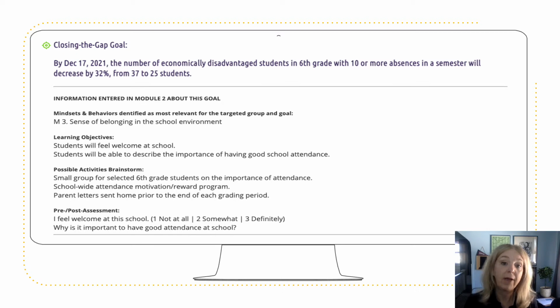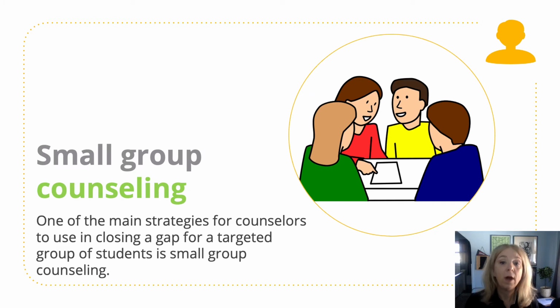You'll also see the possible activities, strategies, and interventions you listed in your student outcome goal plan. This will be a good starting point for you to more specifically plan what strategies, activities, and interventions you'll use next year to help address the gap and work towards meeting your goal. One of the main strategies for counselors to use in closing a gap for a targeted group of students is small group counseling. This is why, when you created your student outcome goal in Module 2 that addressed closing a gap, we recommended you include a small group as one of your possible interventions.